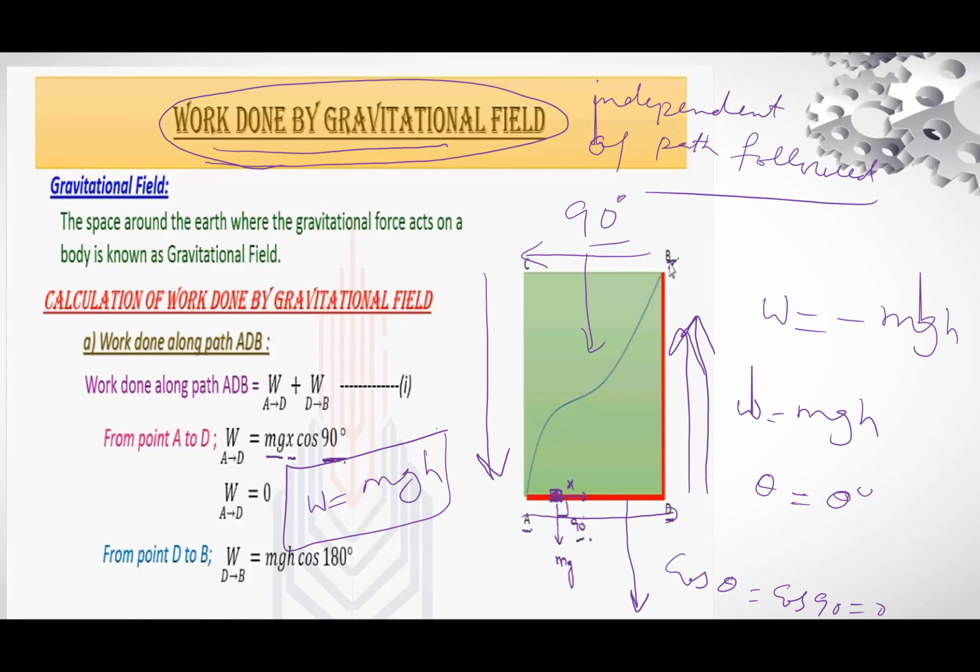So from this we can say that the negative sign only indicates whether work is done against the field or in the direction of the field. Work done will be positive if it is done in the direction of the field, and negative if it is done against the field.